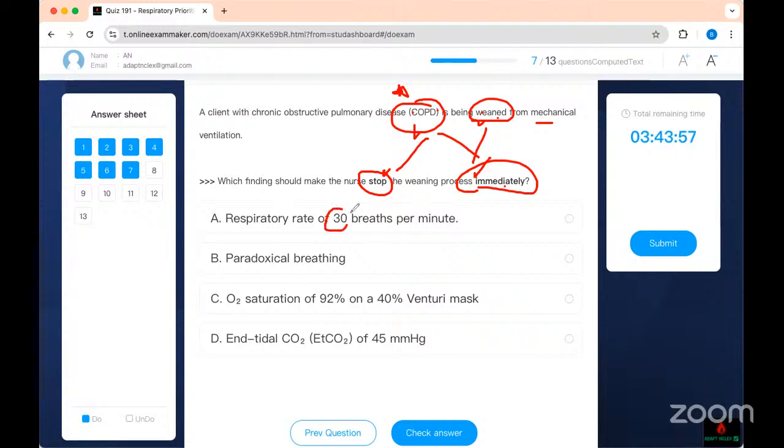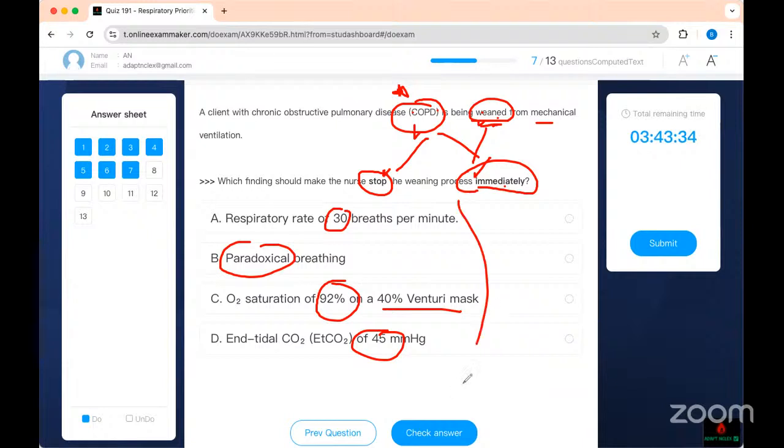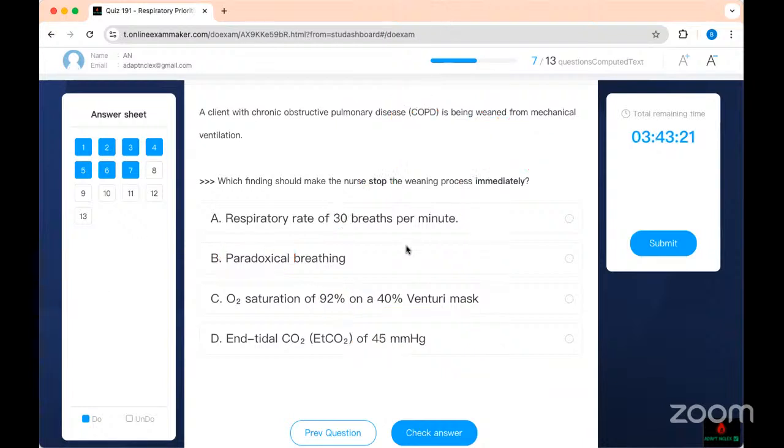My respiratory rate is 30. I have paradoxical breathing. My saturation is 94 on 40% Venturi mask, and the end-tidal CO2 is 45. What do you think? A lot of traps there, but go with the content. I try to highlight it to you. We're weaning, that means something bad is happening. Which of these is bad? And if you have 1 second, who will you see? Right? That's the question.